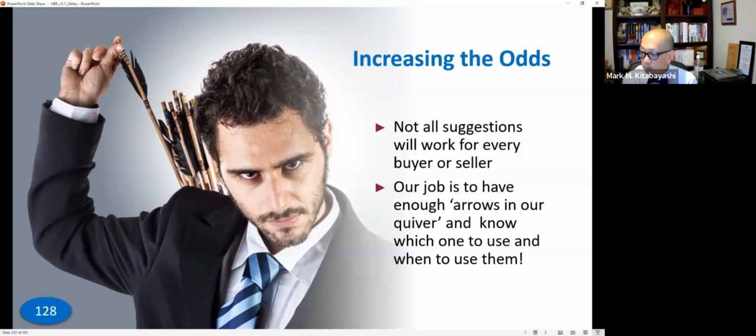Not all suggestions will work for every buyer or seller. Our job is to have enough answers in our quiver and know which one to use and when to use it. Right? We have to have all the weapons that we need to help the buyer. Which weapons do we use? Each war or battle is different.